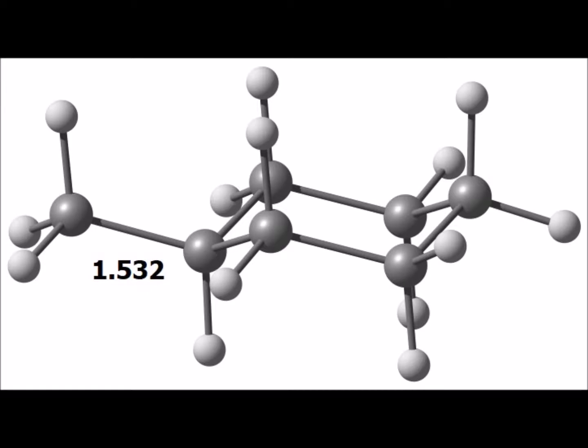Hello. In this video, we are looking at conformations of cyclohexane and cyclohexane derivatives. Here we have the optimized structure for methylcyclohexane in the equatorial conformation. We note that the carbon-carbon bond length from the methyl group to the ring is 1.532 angstroms.